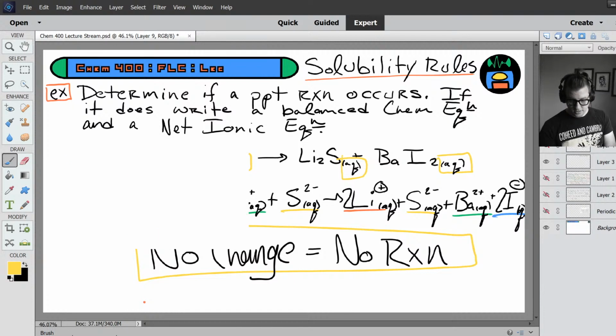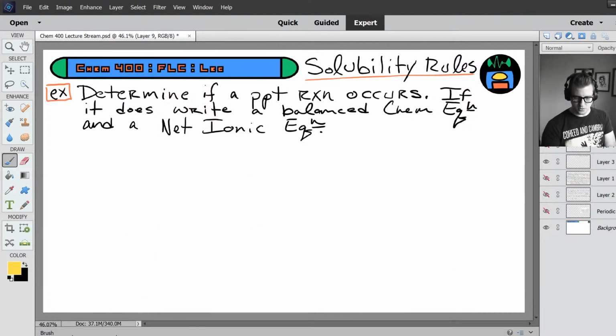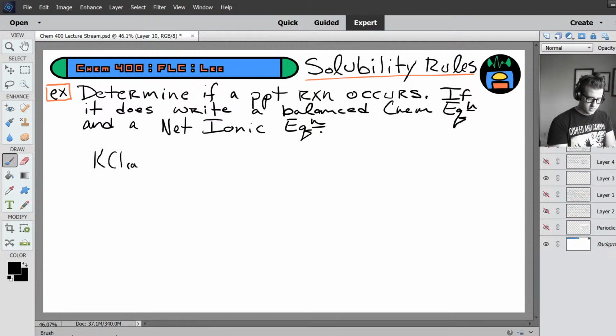Okay, let's do another example. Let's determine whether or not a precipitation reaction occurs. And if it does, we'll balance and write a net ionic equation for the reaction between aqueous potassium chloride and aqueous calcium sulfide.